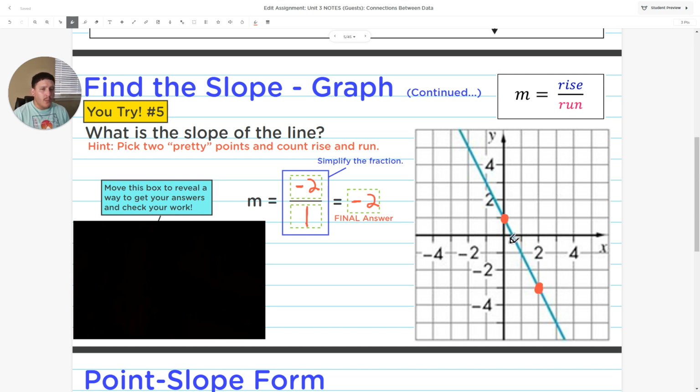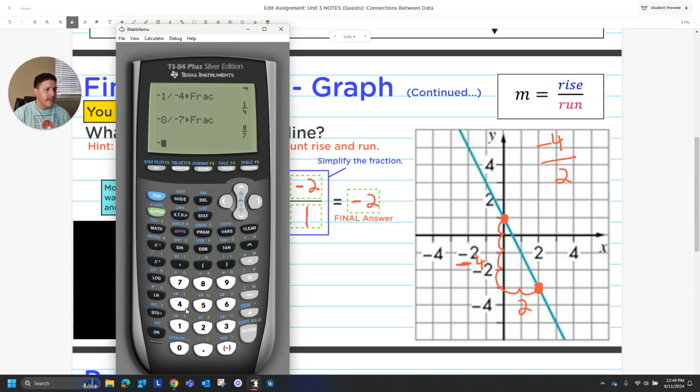Okay, so from one point to the next, I go down 1, 2, 3, 4. So I have to go down negative 4. And then I have to go to the right 1, 2, positive 2. Now let's do the math. Negative 4 is my rise, and I'm going to divide that by 2 for the run. Negative 4 divided by 2 is still negative 2.